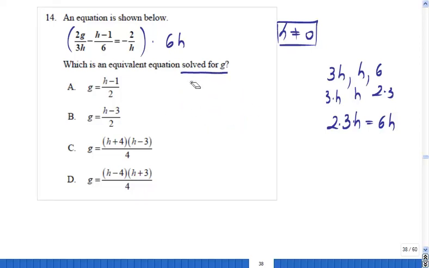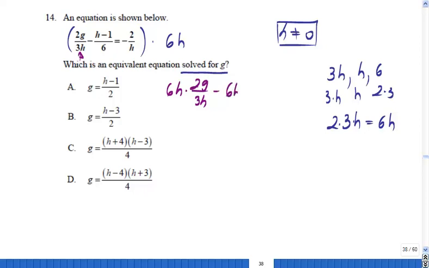So let's see, how is that going to look after I'm multiplying? 6h times the first term in here, 2g over 3h, and that's a g, not a 9, right? Minus 6h times h minus 1 over 6 equals 6h times what is here on the right side, negative 2 over h. Good, let's simplify what we can.